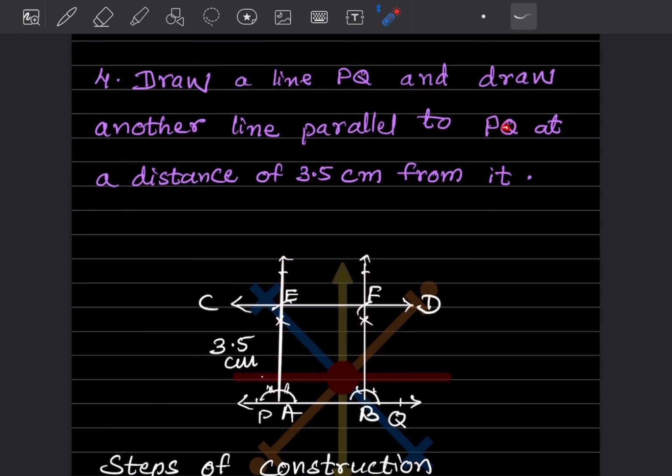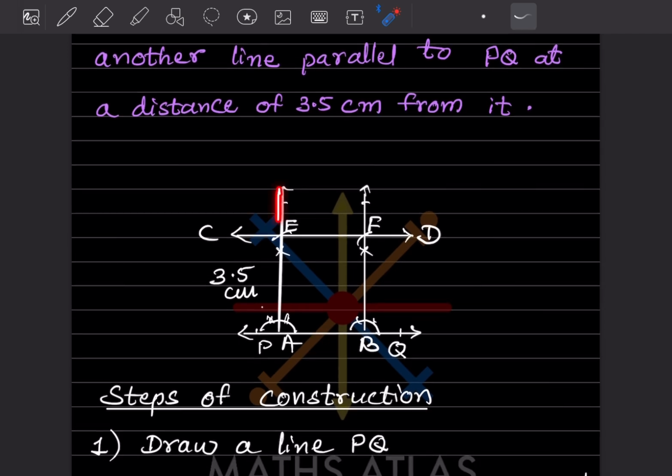Now they said, draw a line PQ and draw another line parallel to PQ at a distance. We have already drawn this one. We want to draw a line over here that is parallel. At a distance of 3.5 centimeter from it means, we have already drawn this perpendicular line. With the help of a compass, you will take 3.5 centimeter, keep the compass over here and cut it at this point. So from here to here, this is 3.5.